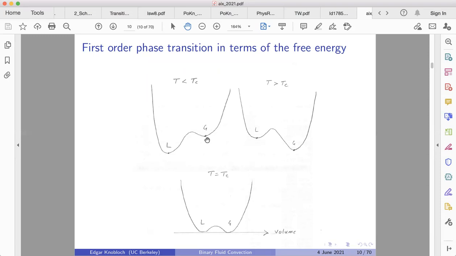So if you imagine thinking about the gas-liquid phase transition, if you're below the critical temperature, then the liquid phase has the lowest energy. The gas has a higher energy, right? For T greater than the critical temperature, it's the other way around. The preferred state, the lowest energy state, is the gas state. And then at the critical temperature, L and G, the liquid and the gas, have the same free energy, right? So that's something that you all know.